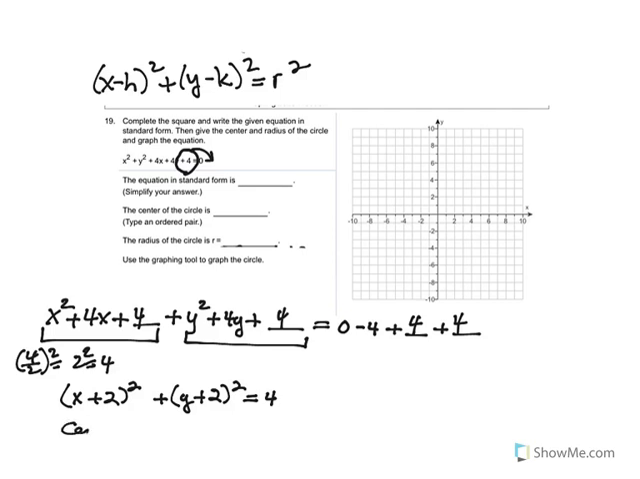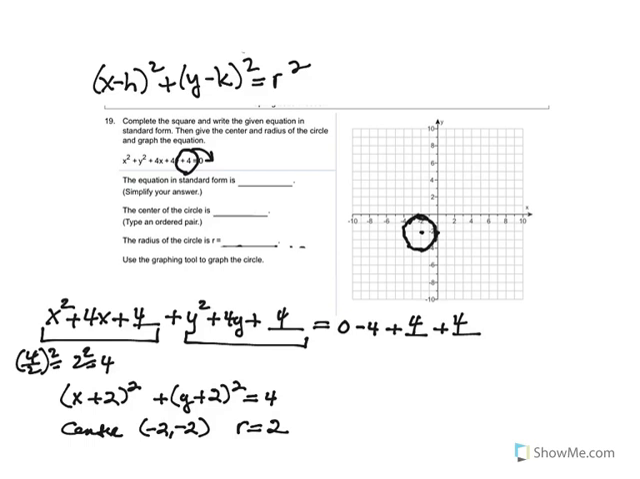So our center is negative 2, negative 2, the radius is 2. So negative 2, negative 2. And so with the radius being 2, we would just mark our point. Up 2, down 2, left 2, right 2. And then you can graph your circle.